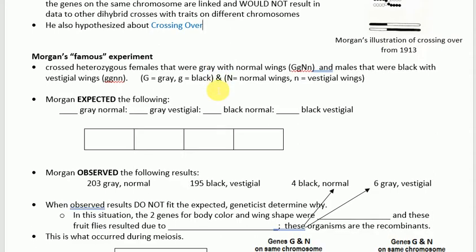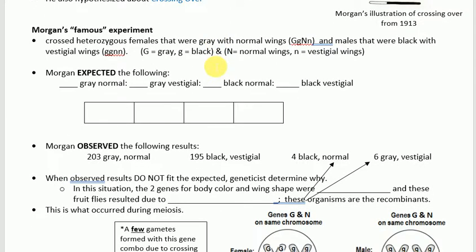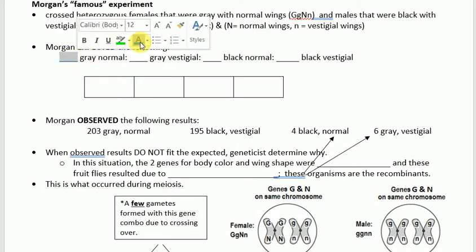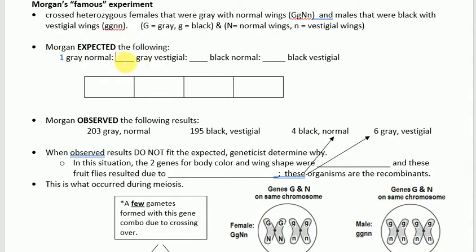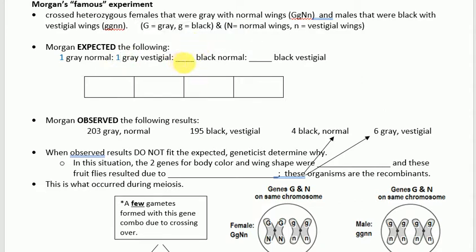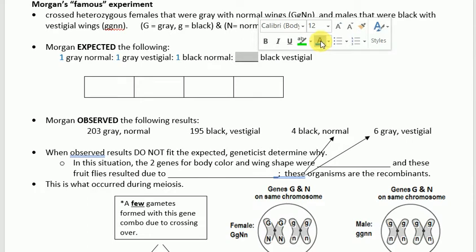So his famous experiment was he crossed a heterozygous female that was gray with normal wings and males that were black with vestigial wings. And he expected that he would get one gray normal, one gray vestigial, one black normal, and one black vestigial.